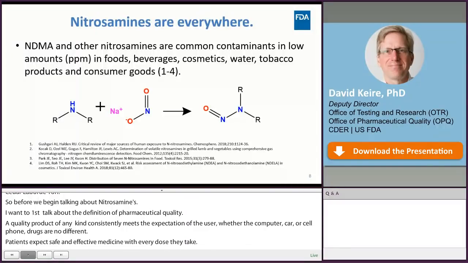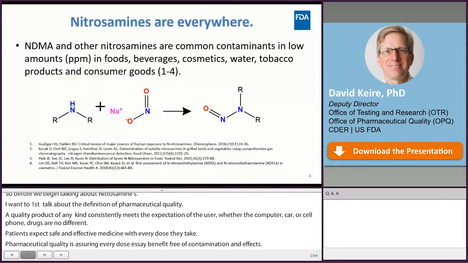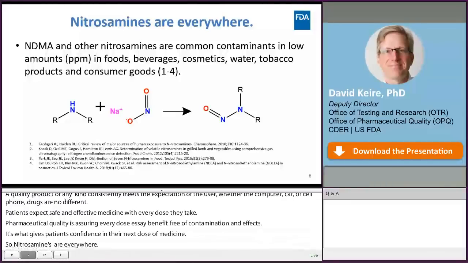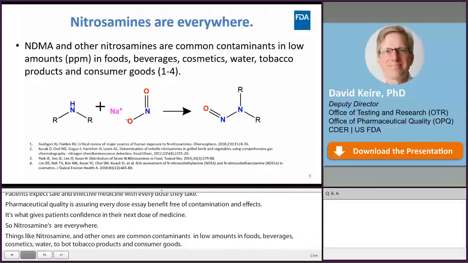So nitrosamines are everywhere. Things like N-nitrosodimethylamine and other nitrosamines are common contaminants found in low amounts in foods, beverages, cosmetics, water, tobacco products, and consumer goods. And you don't really have to believe me. If you go to the scientific literature and the peer-reviewed literature, you'll find many examples. I provided 4 at the bottom of this slide in the fine print that you can peruse as you desire.